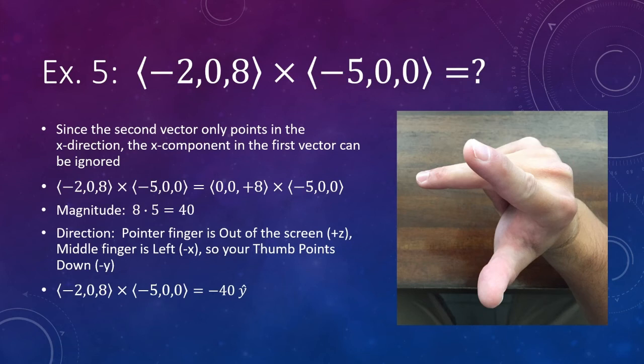Our magnitude will be 8 times 5, which is 40, and again, we account for the sign when we do our right hand rule. Our first vector is positive in z, coming out of the board or out of the screen. Our middle finger is our second vector, negative in x, going to the left, so your thumb will be pointing straight down, negative in y. So our cross product is then minus 40 in y.